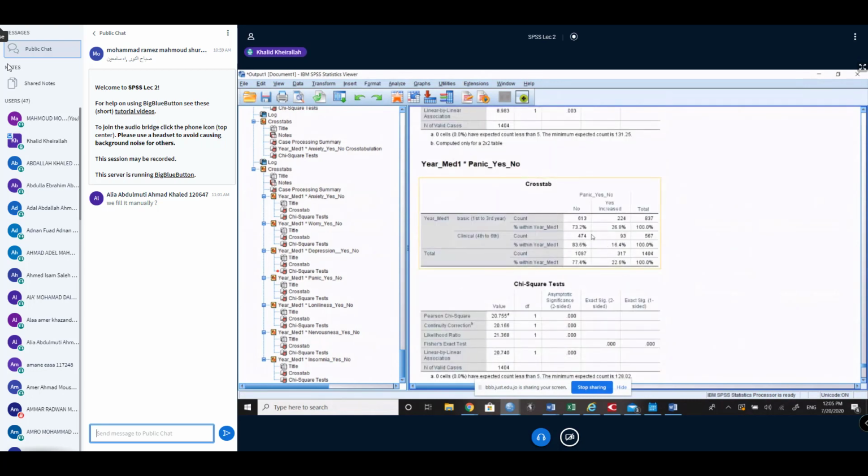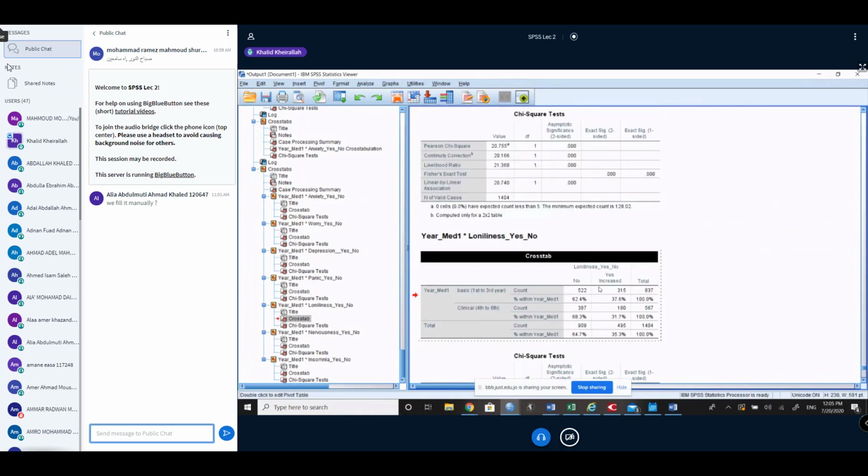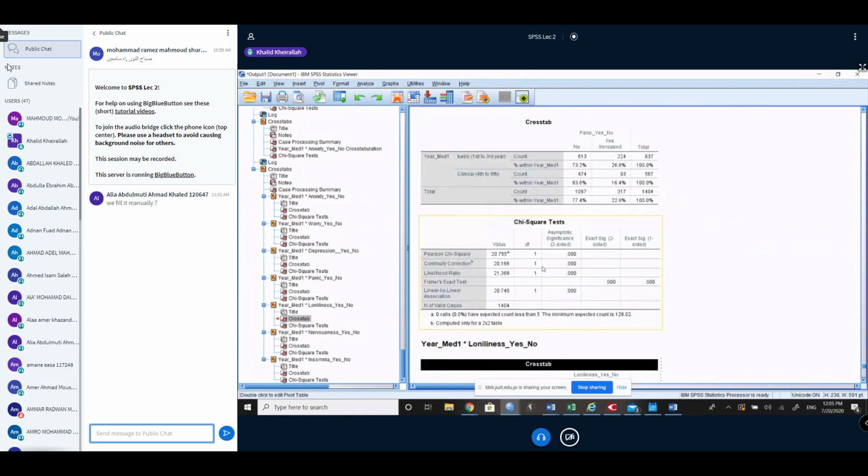The same for panic. First, second, and third year panic, 26%. Clinical years panic, 16%. So self-reported panic was significantly higher, 26%, among basic medical students compared to 16% among clinical years students. And this was statistically significant.